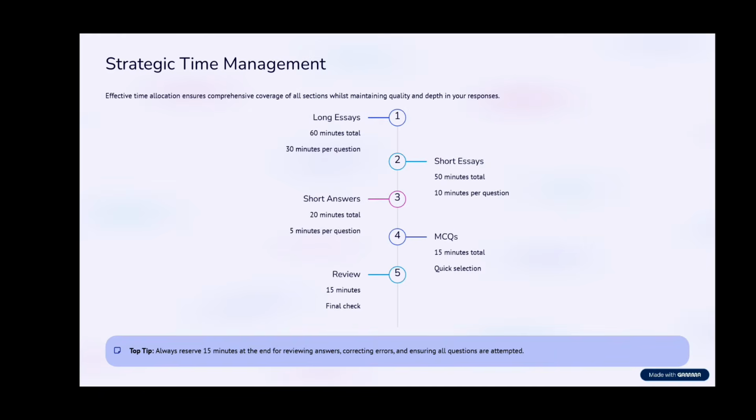The total duration of the exam is 3 hours, so you need to manage and maintain your time precisely. So this is a strategic time management plan for your CHN. You should spend at least 1 hour 30 minutes or 1 hour 20 minutes on long answers. It will be easy for you to complete all questions.